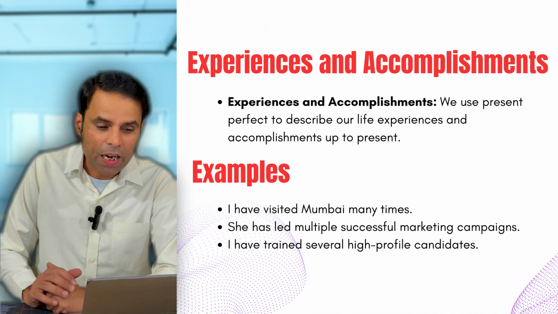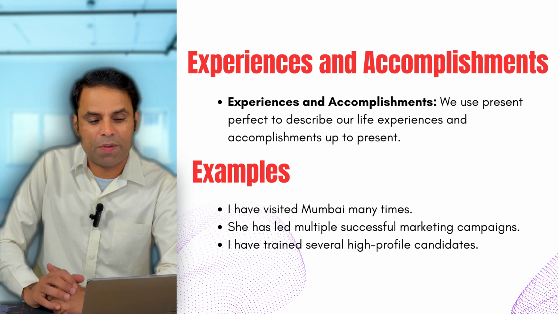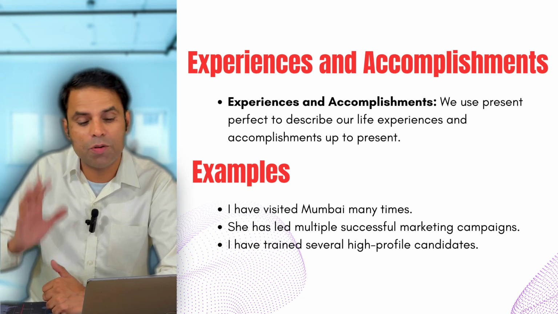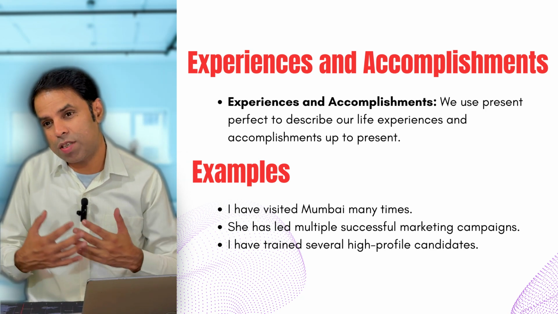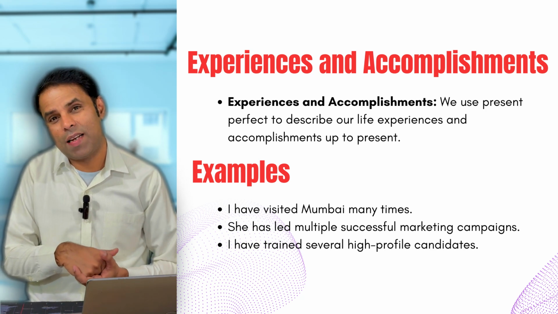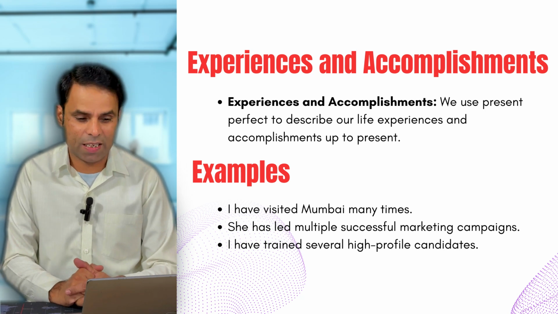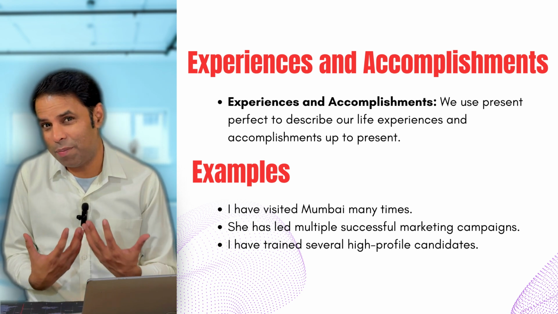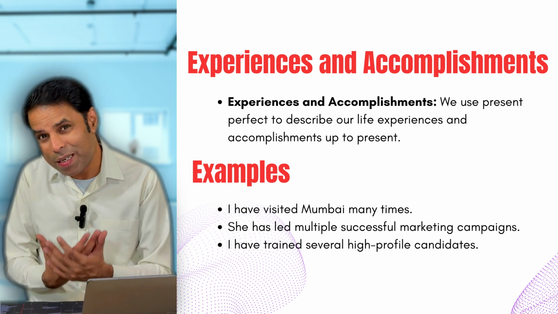Now here's the next usage of present perfect tense. We use present perfect tense to describe our life experiences and accomplishments up to present. Something that you have experienced in your life, or something that you have accomplished in your life. Whenever you want to talk about that, you can use present perfect tense. For example, I have visited Mumbai many times. So I'm sharing my life experience that I have been to Mumbai many times. I have the experience, right?